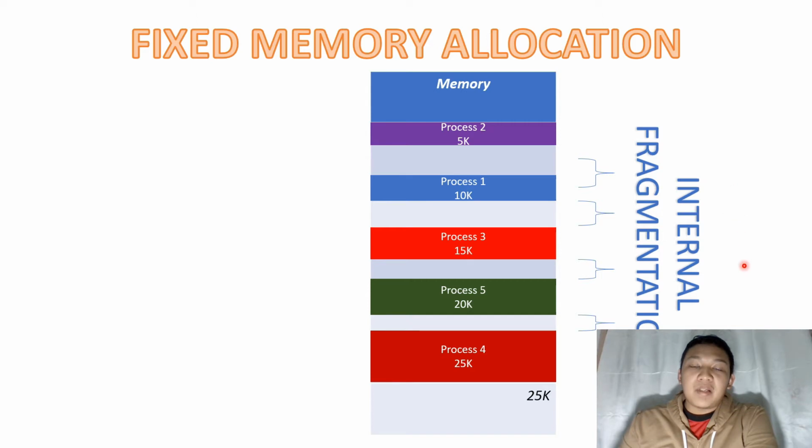Internal fragmentation refers to the unused space of the memory. Let's say here for process 2, the memory allocates 25K of memory. However, process 2 only uses 5K, which means the unused space is 20K. So this is what we call internal fragmentation.